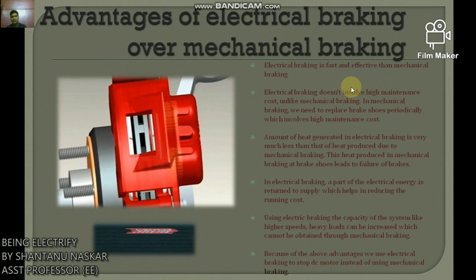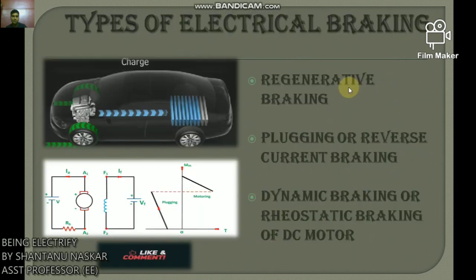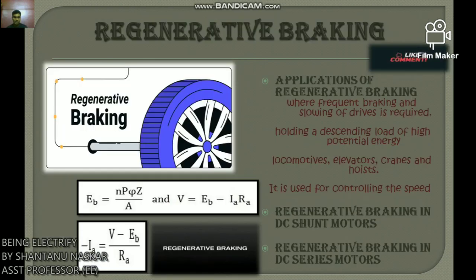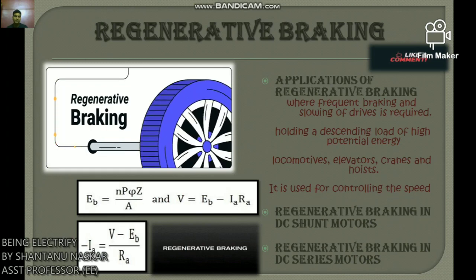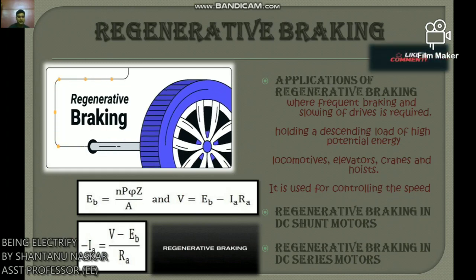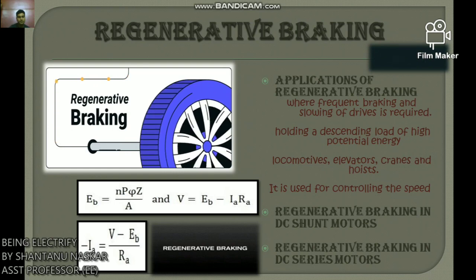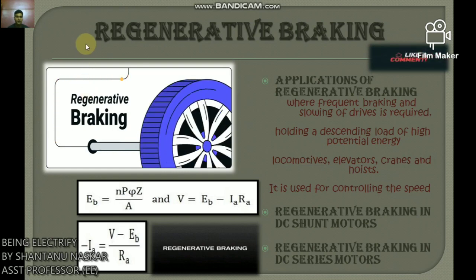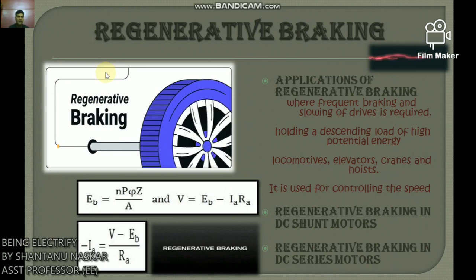Now go through the types of braking. There are three types of electric braking in DC motor. They are regenerative braking, dynamic or rheostatic braking, and plugging or reverse current braking. So at first, go through the regenerative braking. So go through this slide.